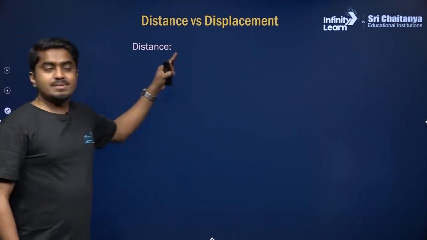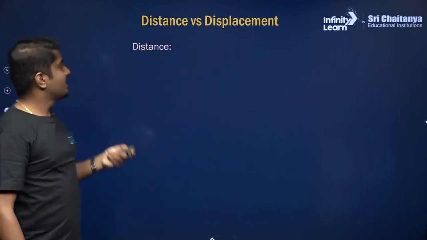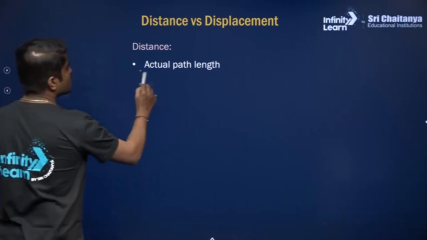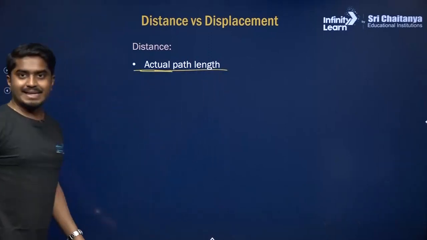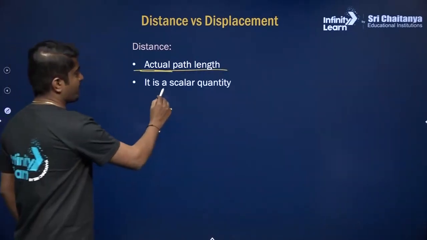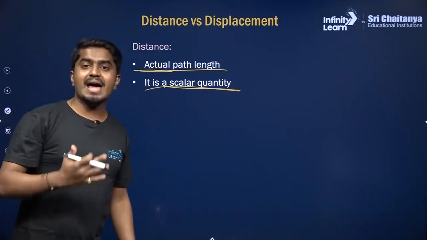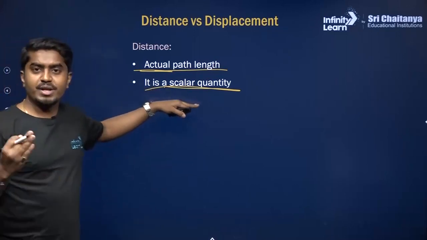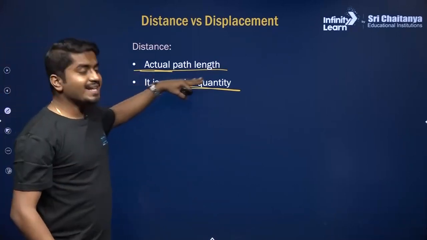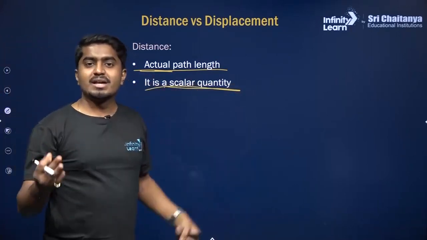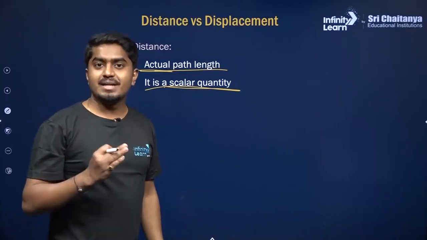So what are the differences between distance and displacement? Distance is the actual path length. It is a scalar quantity. We are going to learn in detail about scalars and vectors, but I'll tell you in brief what a scalar is. A scalar is those quantities which are defined only by their magnitude.